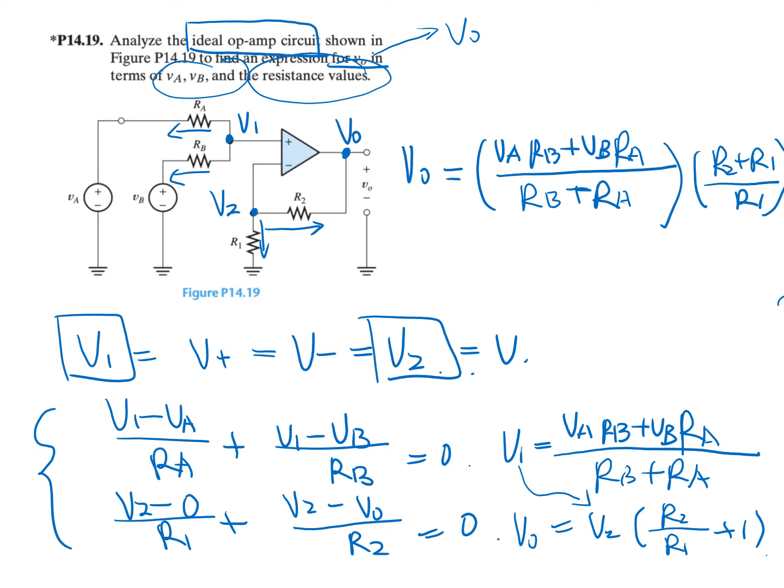For this type of question, where we don't know the exact numbers for VA, VB, RA, and RB, my recommendation is to solve these two equations separately, so it's easier to write the expressions for V1 and V out. Then we can combine them together to get the final expression for V out.